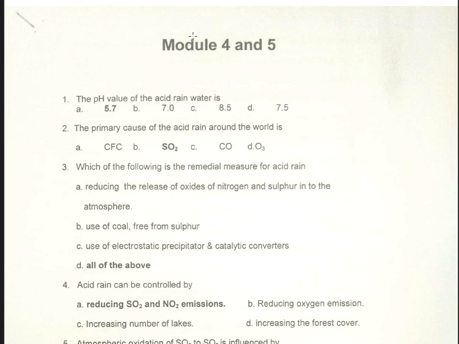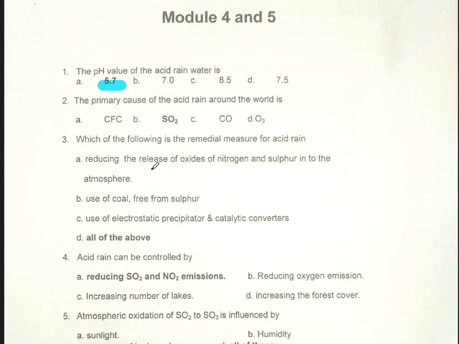Questions of environmental science, environmental studies, module 4 and 5. First question: the pH value of the acid rain. The pH value of the acid rain is 5.7. The primary cause of acid rain around the world is sulfur dioxide.